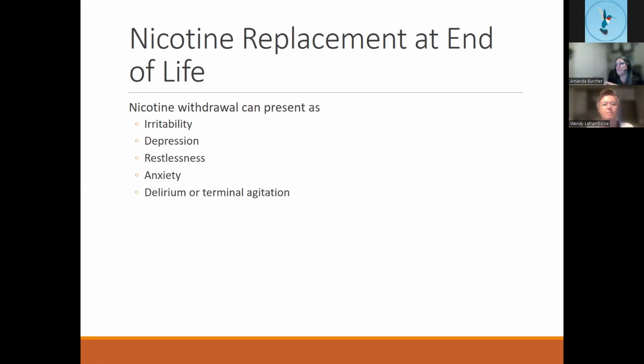So in terms of nicotine replacement therapy, there are actually some withdrawal symptoms, particularly at end of life, that can present as restlessness or terminal agitation, irritability, and delirium. So there could be benefit to adding in a nicotine replacement therapy to reduce some of those symptoms of delirium that patients might get at end of life. So if you have someone close to end of life who is experiencing delirium, always remember to think about whether nicotine withdrawal could be a cause.